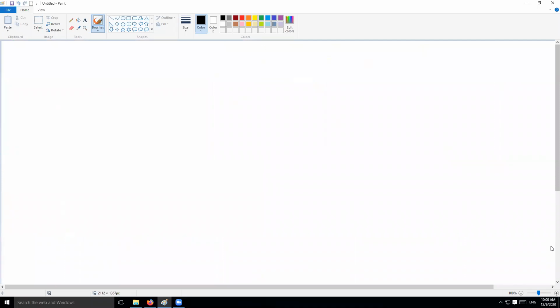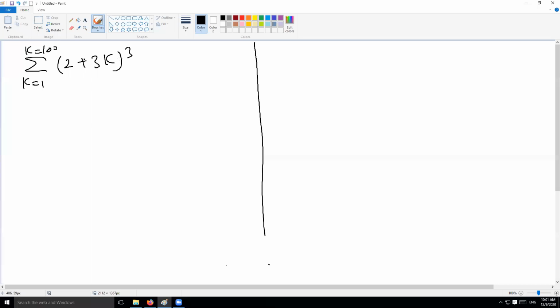For example, now I tell you, what is the sum from k equal to 1 to k equal to 100 of 2 plus 3k, and its cube. So this is the sum that you have to find.